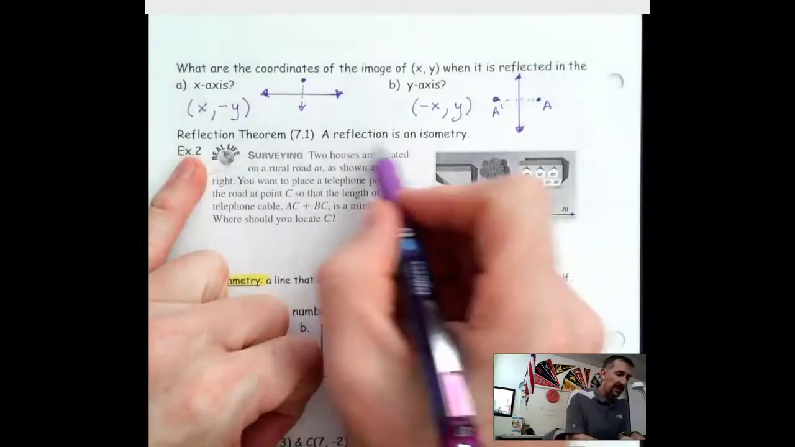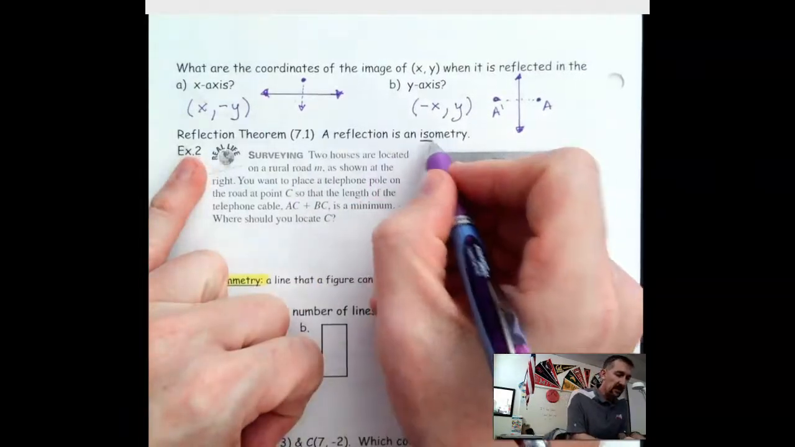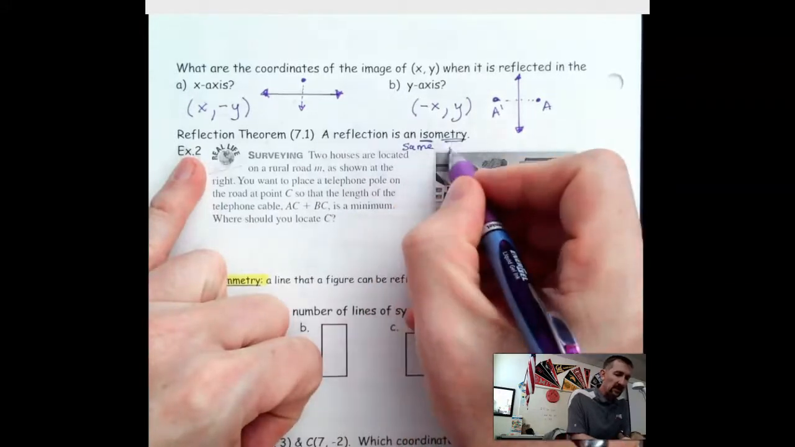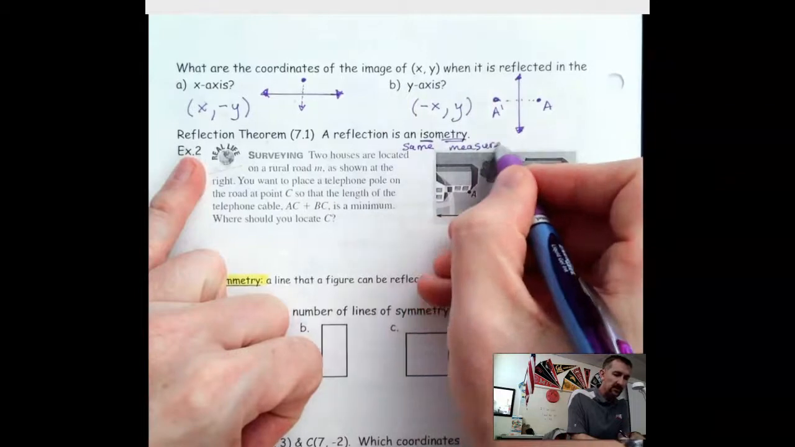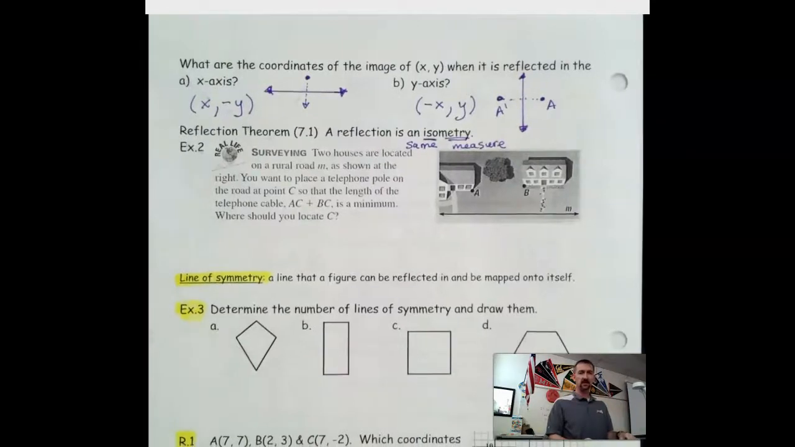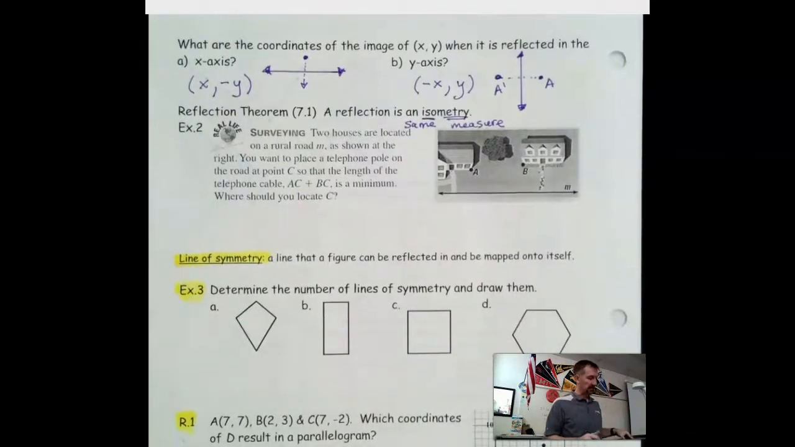All right. Reflection. A reflection is an isometry. Iso means same, and metry means measure, same measure. So when we take something and flip it over, it's an isometry. It stays the same shape, it stays the same size. It doesn't change any of that. Okay.